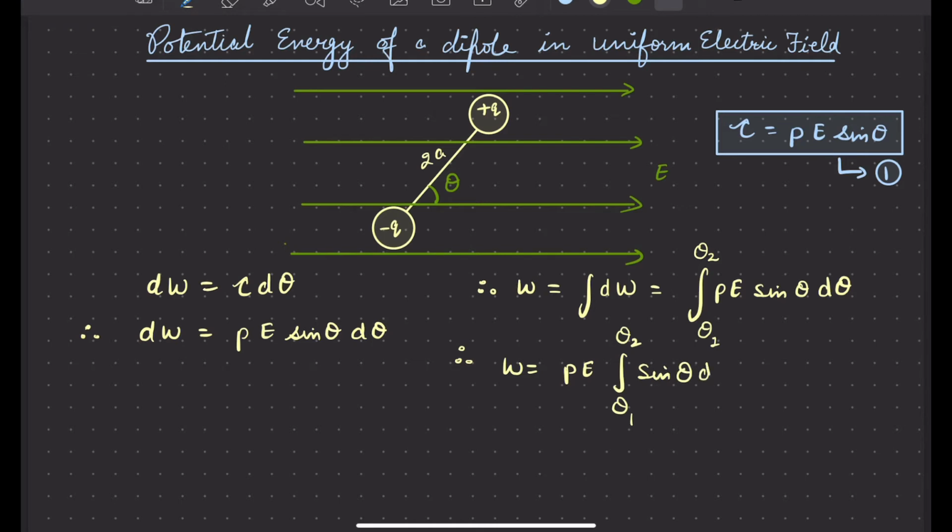Now the question arises why I have taken P and E out of the integral. If we recall the definition, P is the dipole moment, which is equal to the length of the dipole multiplied by the magnitude of either charge. Therefore, P is constant and hence it could be taken out of the integral. Also, it is already mentioned that the electric field is uniform, therefore its value is also constant and hence it could also be taken out of the integral. Hence we could write W equals PE integral from theta 1 to theta 2 of sine theta d theta.